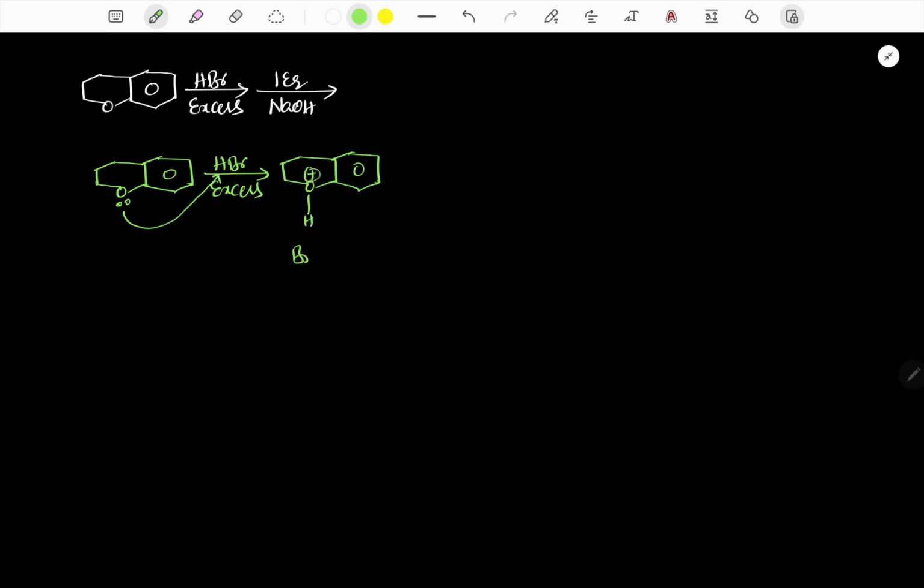Now we know that Br minus will attack, but Br minus cannot attack at this carbon because the benzene is connected to the leaving group, so the reaction won't take place. But at this point the reaction takes place. Since it is primary, we are following the SN2 reaction. Therefore the corresponding SN2 product is like this. It is the corresponding SN2 product.